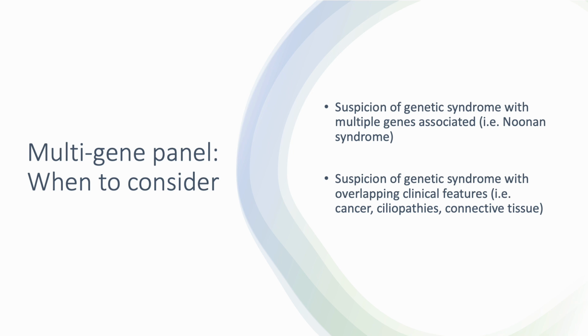This is often the case in conditions like cancers, ciliopathies, or connective tissue disorders, where the clinical presentation could be linked to a variety of different genes. The panel allows us to cast a wider net to ensure no potential genetic causes are missed. In these scenarios, multi-gene panels can provide valuable insights by testing a range of genes associated with the suspected condition.